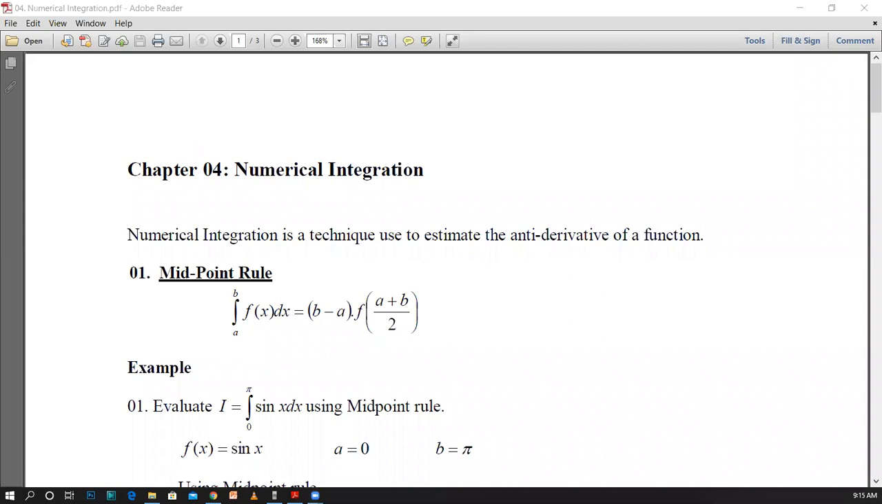In this session, we will discuss numerical integration. Numerical integration is a technique used to estimate the antiderivative of a function. In the previous session, we discussed numerical differentiation. In this session, we will discuss things related to numerical integration. This numerical integration is an approximation technique for the antiderivative of a function.